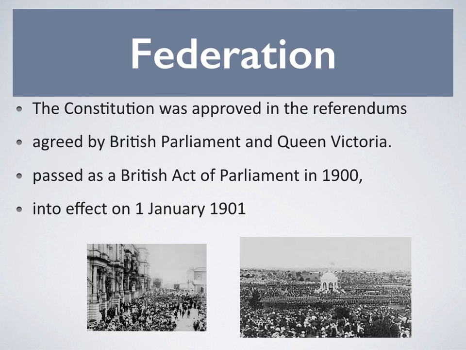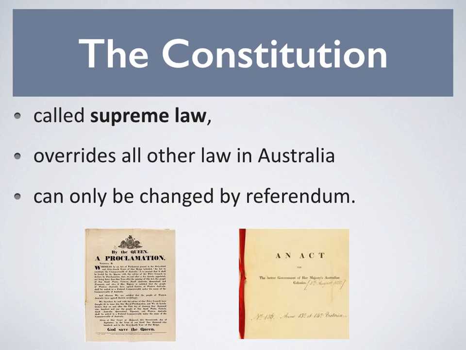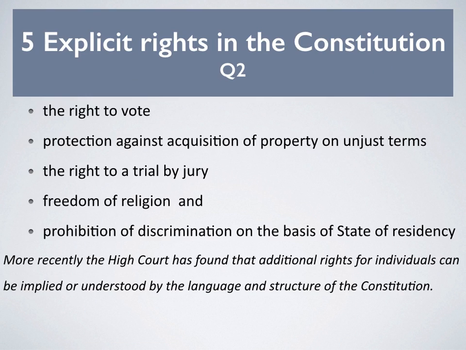Very famous photo. The Constitution in Australia is called supreme law, and that is because it overrides all other law in Australia, and it can only be changed by a referendum. We do have some rights in the Constitution, and there are 5 explicit rights: the right to vote, the protection against acquisition of property on unjust terms, the right to trial by jury, freedom of religion, and prohibition of discrimination on the basis of state of residency.